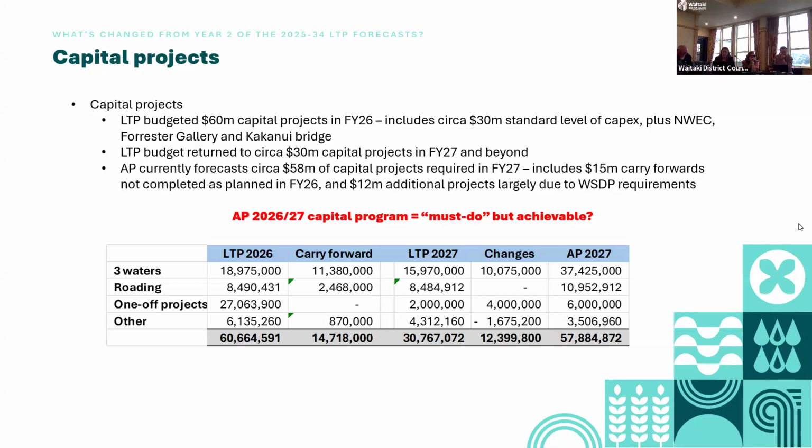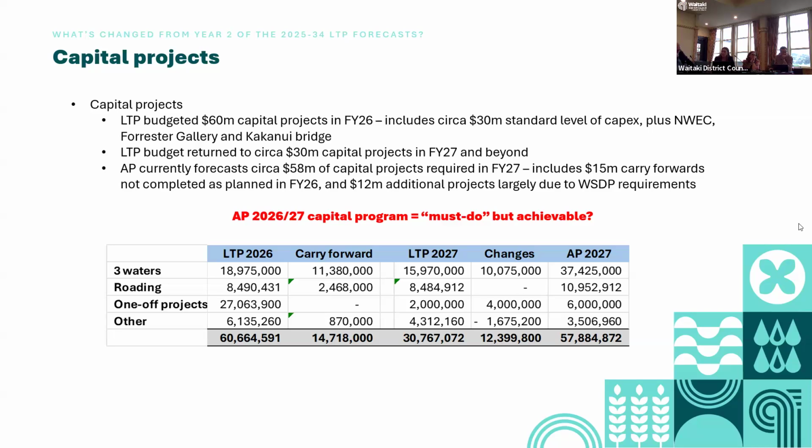So the middle column, LTP 27, is what we felt was financially achievable, and in terms of resourcing, achievable in that financial year. It's kind of going back to normal without extra add-ons like event centres and galleries. So we felt that 27 was more than achievable at the 30 mil, then adding the carry forwards of 15 mil, and then the changes.